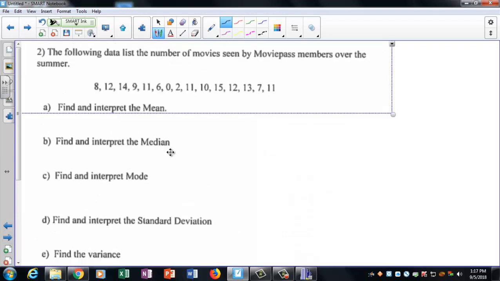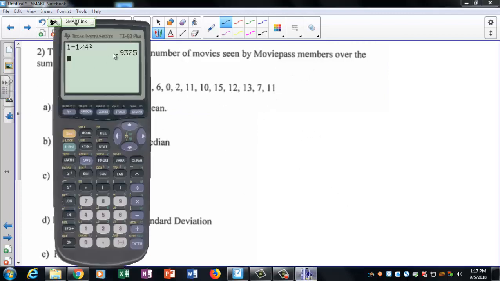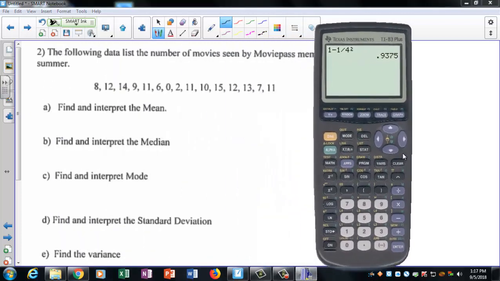Okay. Now, as we move over to look at the number of movies that people saw using MoviePass, we have this data. We will type that into our calculator. We will use stat edit. We will type those numbers in. We will type in 8, 12, 14, 9, 11, 6, 0, 2, 11, 10, 15, 12, 13, 7, and 11.